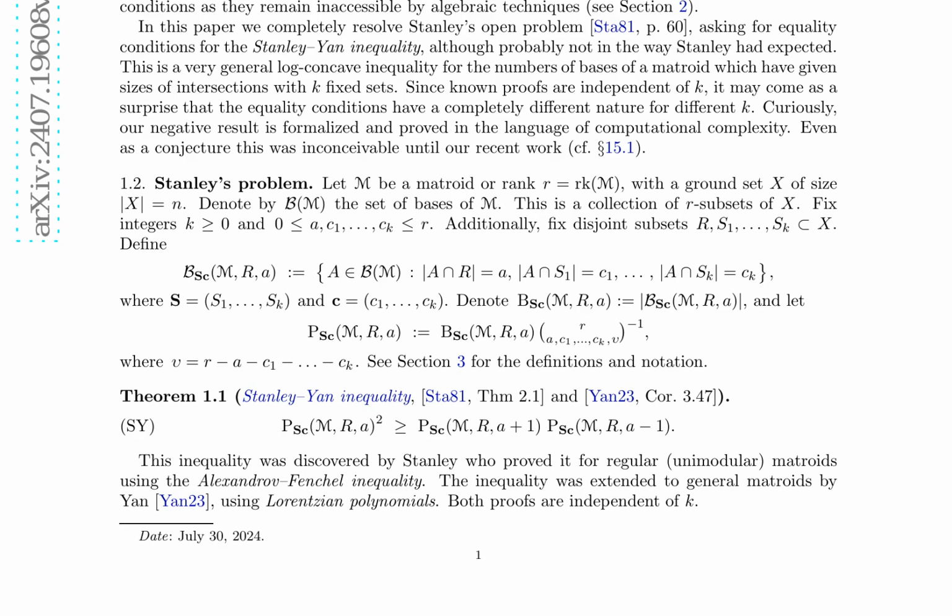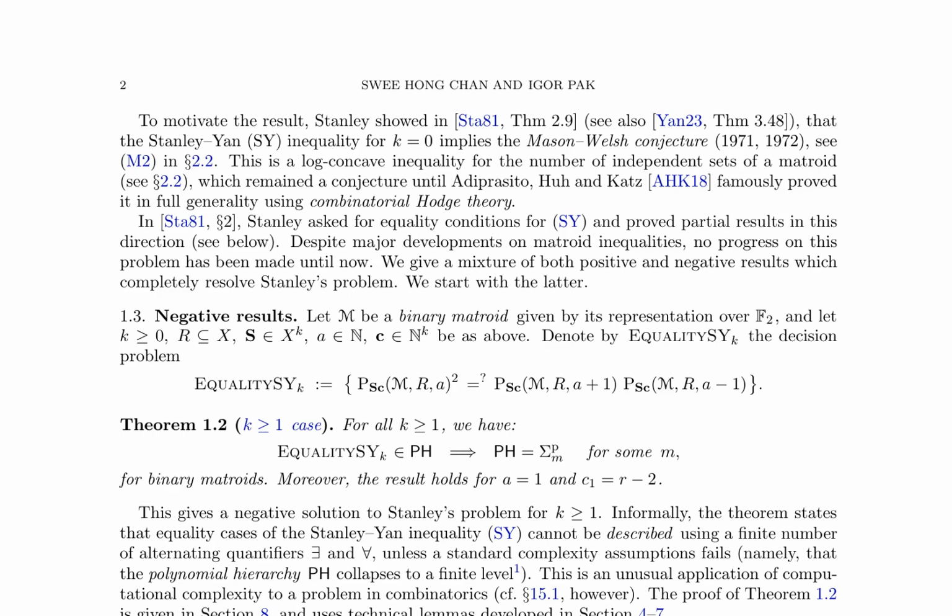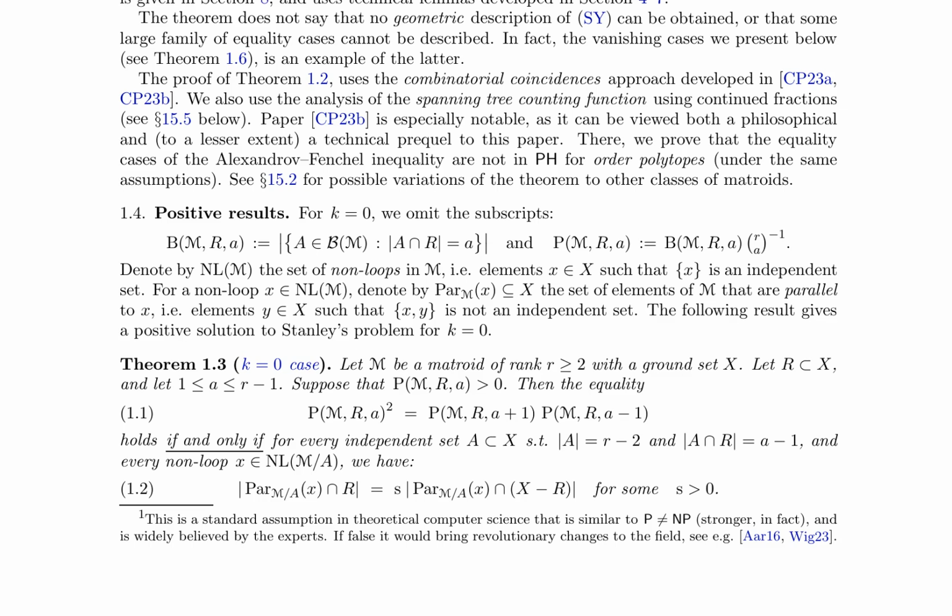Stanley. For k equals 0, the paper provides an explicit description of the equality cases, extending Stanley's results to general matroids. However, for k greater than or equal to 1, the paper proves that the equality cases cannot be described, in the sense that they are not in the polynomial hierarchy unless the polynomial hierarchy collapses to a finite level. This is a significant finding that resolves Stanley's problem in a novel way, combining combinatorial and computational complexity techniques.